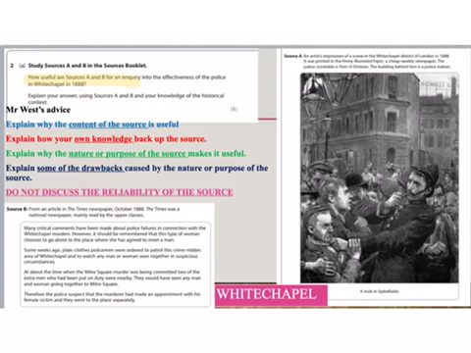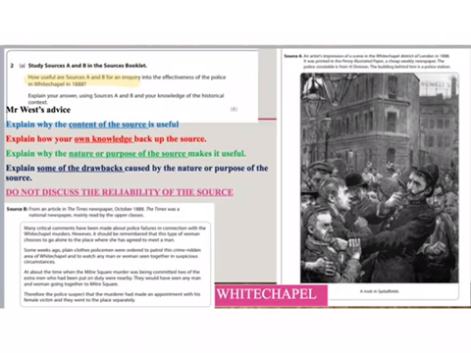So here off the specimen, we've got a picture of a policeman, an artist's impression, and also an article from the Times, okay? Now, the key thing to do with this is you've got to try and have 2 separate answers. That's the first point. And in each answer, you need to try and do what I've put here as my advice, okay? So, why is the content of the source useful?